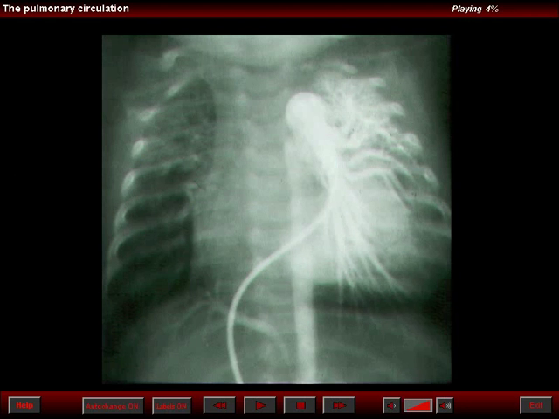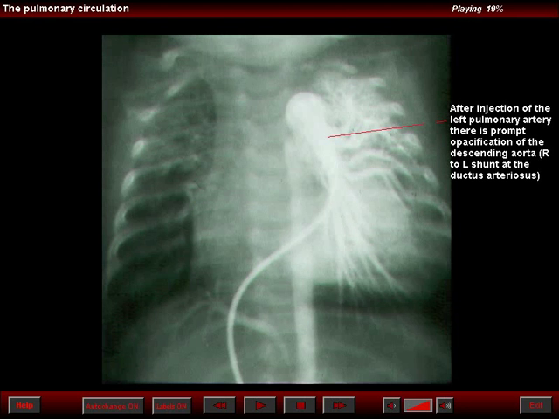Selective injection of the left pulmonary artery showed that there was poor peripheral perfusion of the left lung and no opacification of the descending aorta. This means that the patient has a right to left shunt at the level of the ductus arteriosus. Of interest is that the patient had lower extremity cyanosis and the upper extremities were not cyanotic.